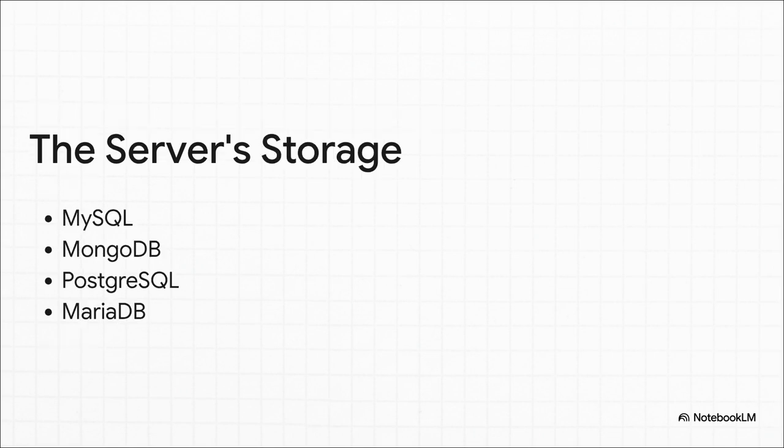And of course, every good kitchen needs a well-stocked pantry, right? That's where the database comes in. Technologies like MySQL and MongoDB are where the website stores all of its ingredients: user accounts, product info, blog posts, you name it.